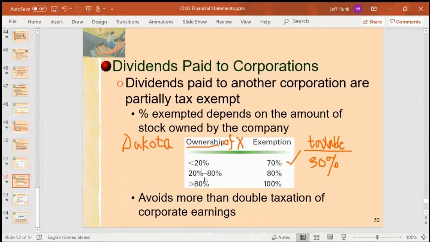And if the ownership is between 20 and 80%, 80% is exempt, so 20% is taxable. If Dakota owns more than 80% of this company, then 100% is taxable. Of course, we don't have any information. We don't know if Dakota owns more than 20% or not.